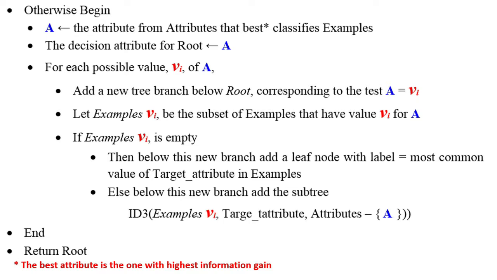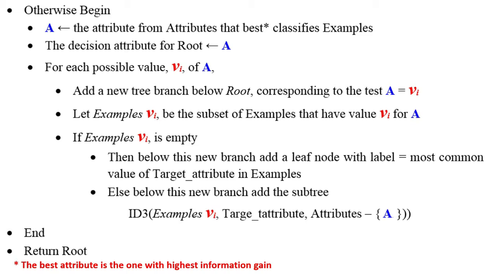Let A be the attribute from the attributes that best classifies the examples. The best attribute is the one with highest information gain. The decision attribute for root will be A. For each possible value Vi of A, do the following. Add a new tree branch below this root corresponding to the set A equal to Vi. Let examples Vi be the subset of examples that have value Vi for A.